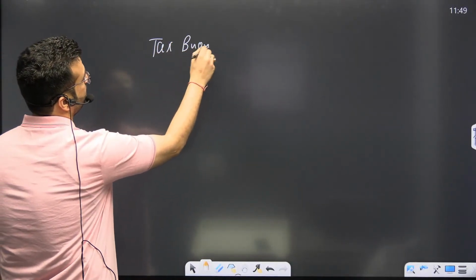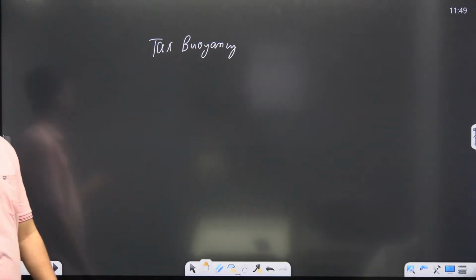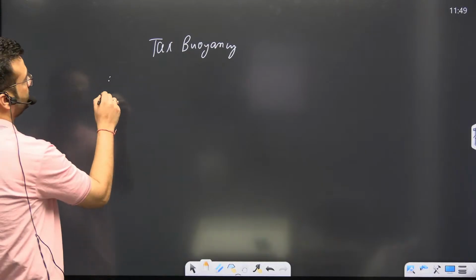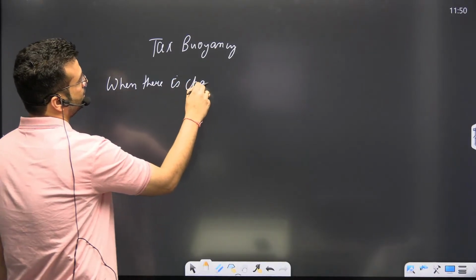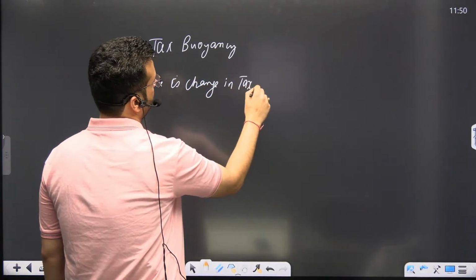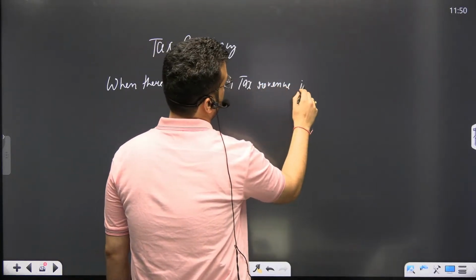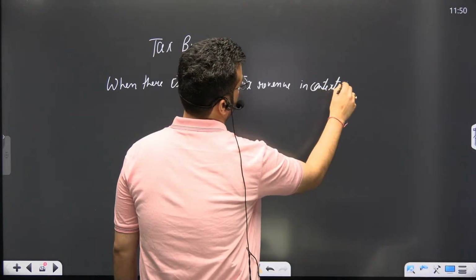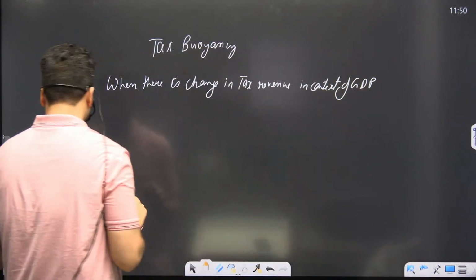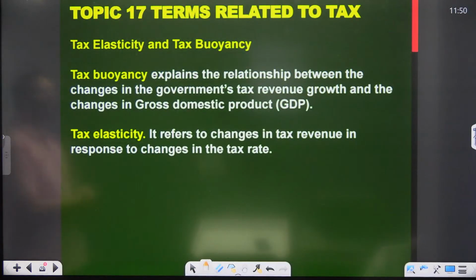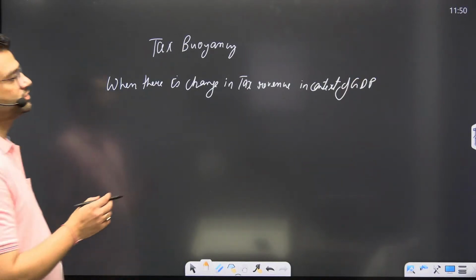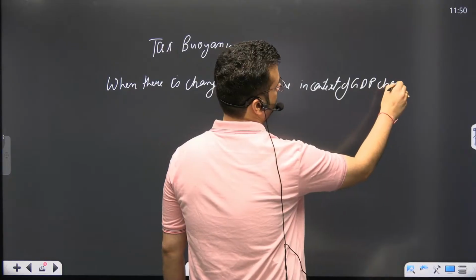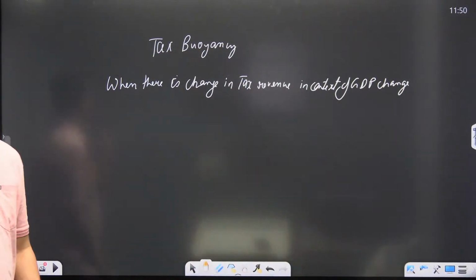Now, what is tax buoyancy? Tax buoyancy means change in tax revenue in the context of GDP. The exact definition is this one: relationship between change in tax revenue and change in GDP. Change in tax revenue in context of GDP change. This is tax buoyancy.